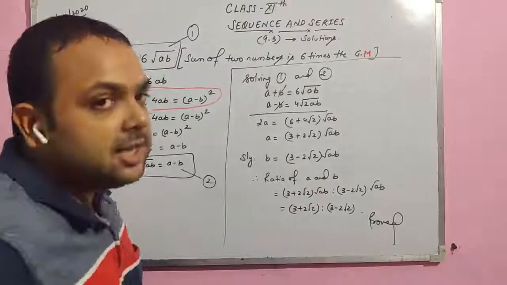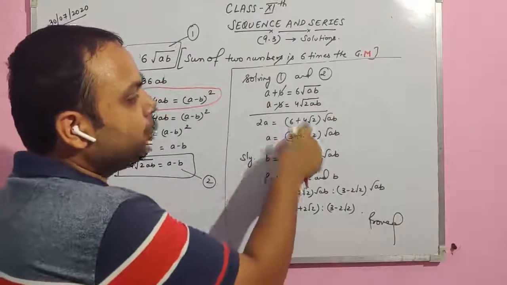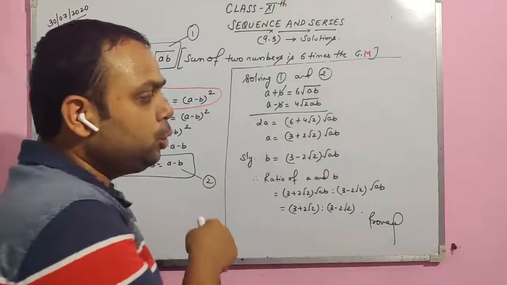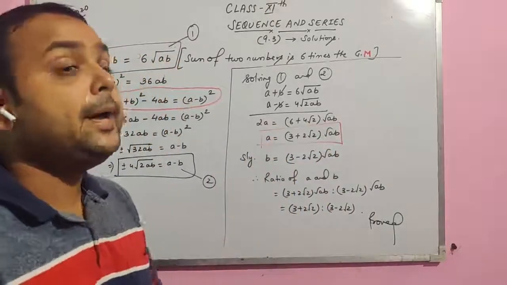B and B cancel each other. This is 2A. Root AB is common in both and we have 6 plus 4 root 2. 2 divides 6 by 3. 2 divides this by 2 root 2. So the value of A I got is 3 plus 2 root 2 multiplied by root AB.